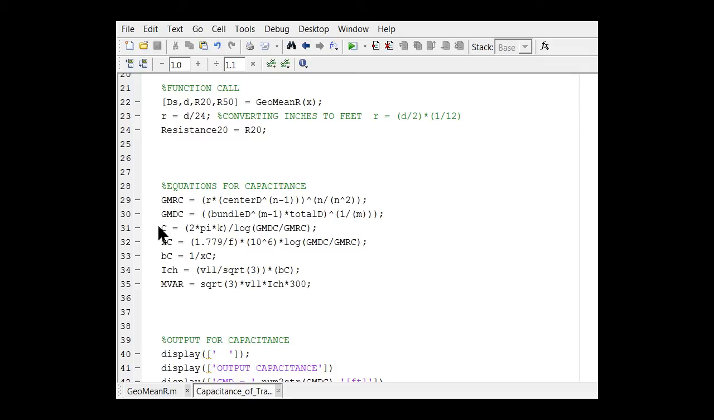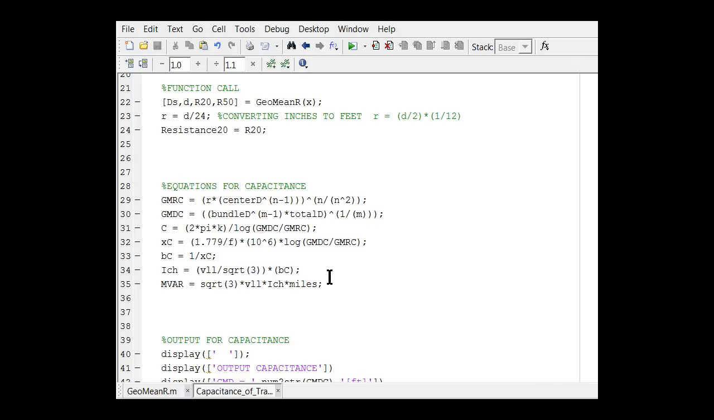And we have our capacitance to neutral, which is 2 pi times the permittivity of free space over the logarithm of the geometric mean distance over the geometric mean radius. Next we find the reactance, capacitance in phasor form, and then we have our susceptance, and here we have our charging current, which uses the voltage from line to neutral. So we're taking the voltage that the user puts in, which is considered the voltage from line to line, divided by the square root of 3, and that gives us the voltage from line to neutral, which we multiply by our susceptance. It gives us our charging current.